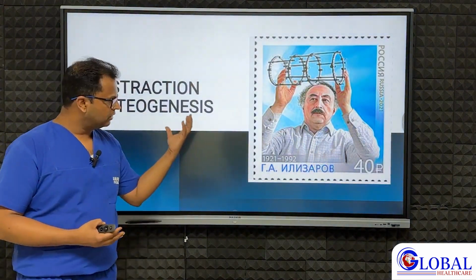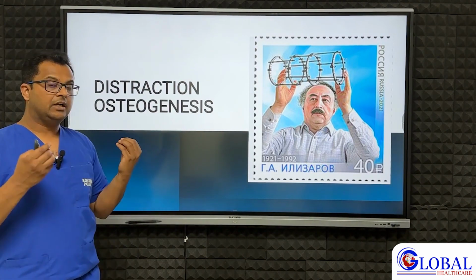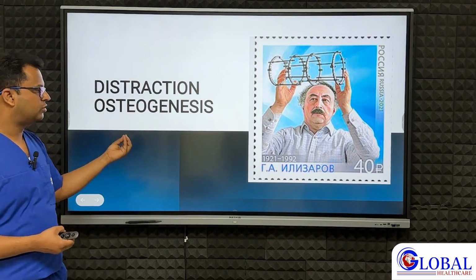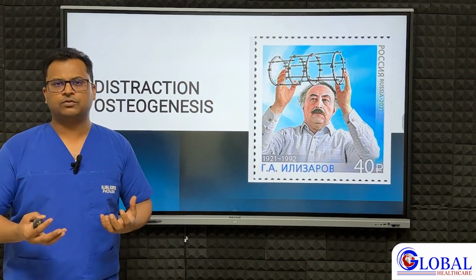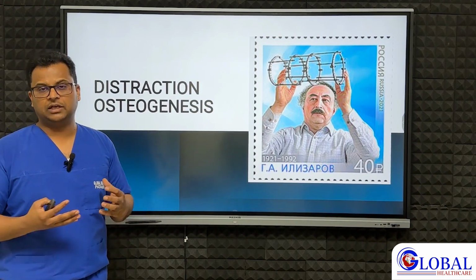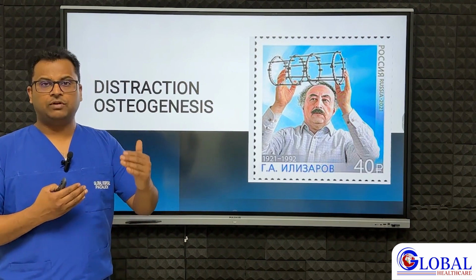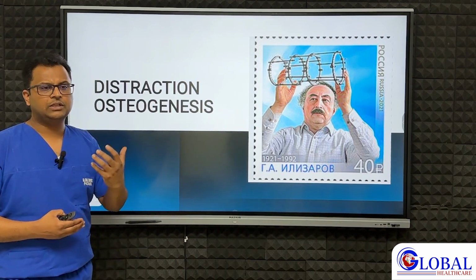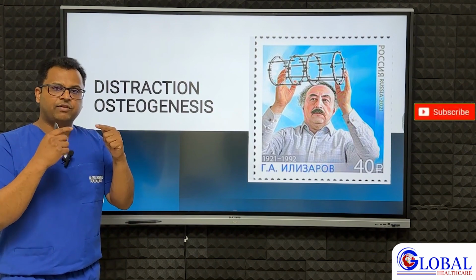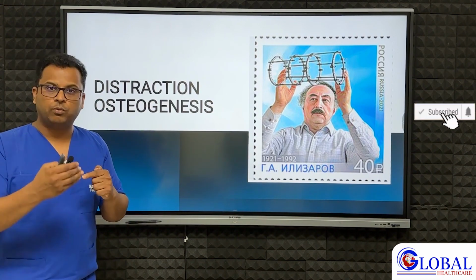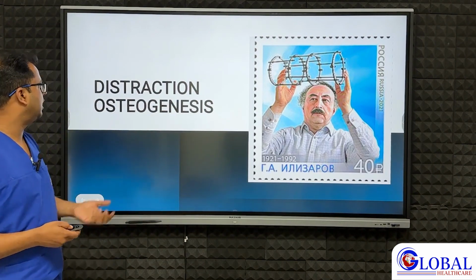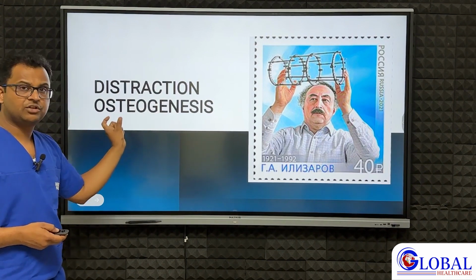We should always be thankful to this gentleman, Dr. G.A. Ilizarov, who discovered the science and the method that we call distraction osteogenesis. During World War II, a lot of soldiers were suffering, many amputations were done, and there were non-union, malunion, shortening of limb, and gap non-union. During that time, this gentleman discovered the method of distraction osteogenesis, where after making a fracture in a bone, you can make new bone, or even lengthen the bone. So we should always be thankful to this great doctor, Dr. G.A. Ilizarov.